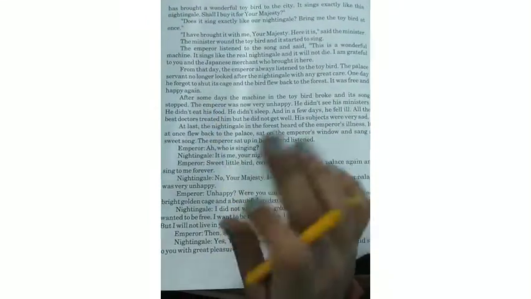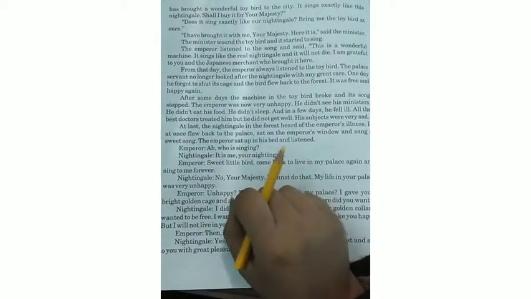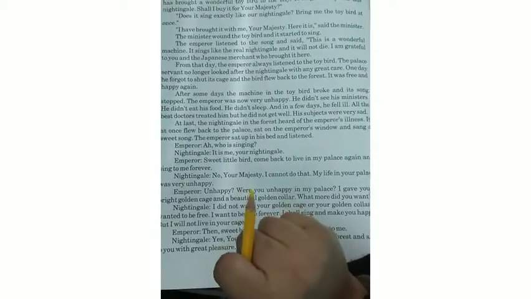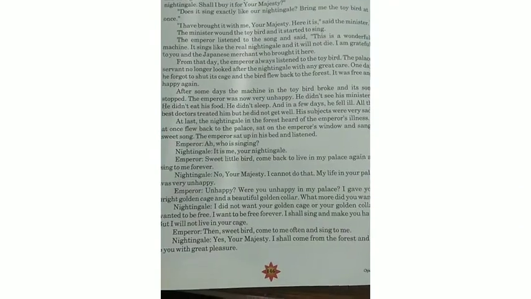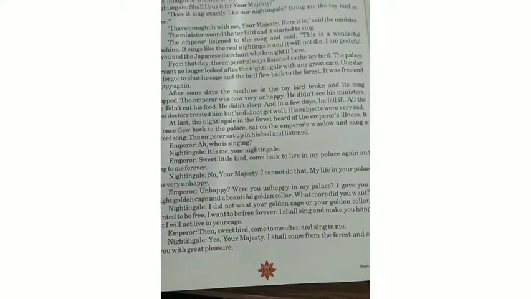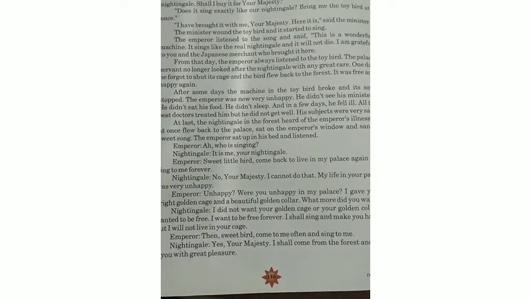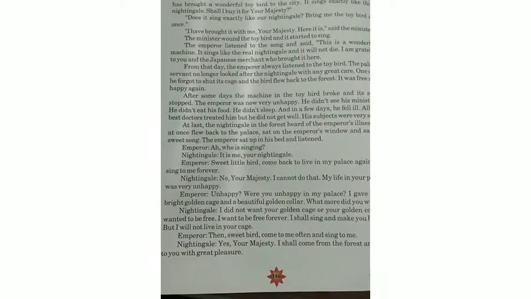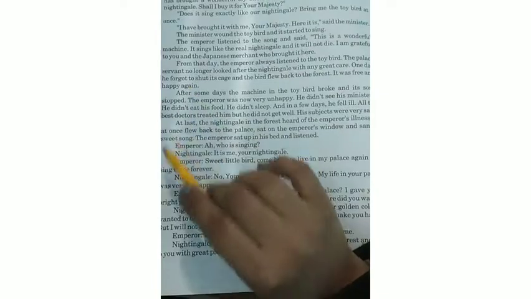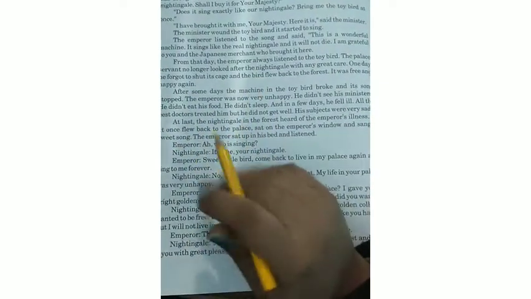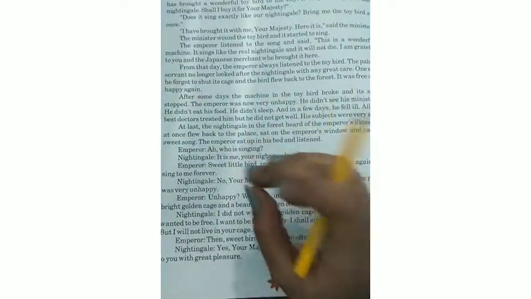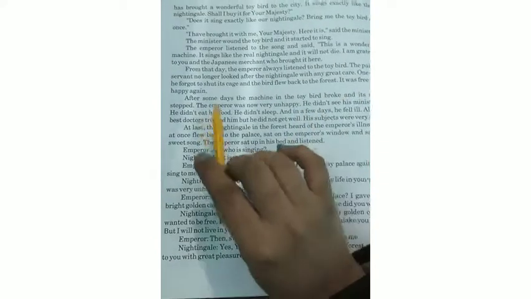So what happened when the toy bird was there in the palace? The king daily used to listen to the toy bird and the servants also now took less care of the nightingale, due to which what happened? One day the door of the cage was open and the nightingale flew away. Okay. And when the nightingale got the chance to fly away, she was very, very happy.